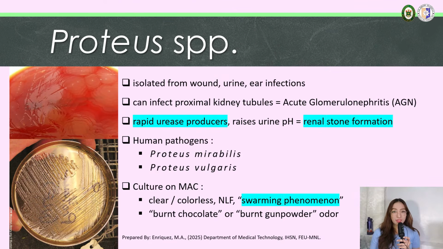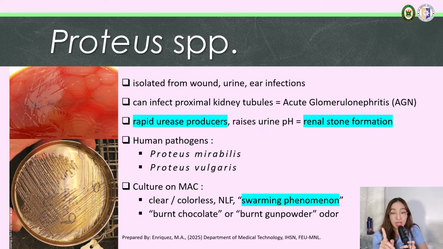Next is the Proteus species, commonly isolated from urine, wound, and ear infections. They can also infect the proximal kidney tubules and cause acute glomerulonephritis or AGN. They're not simply just urease positive, but they have also been noted as rapid urease producers.